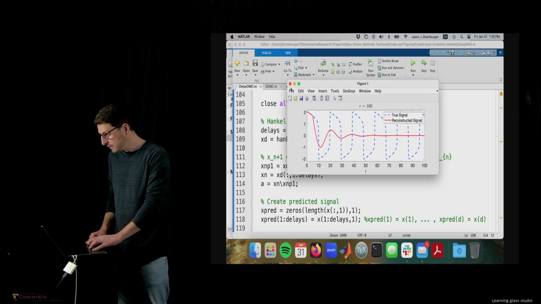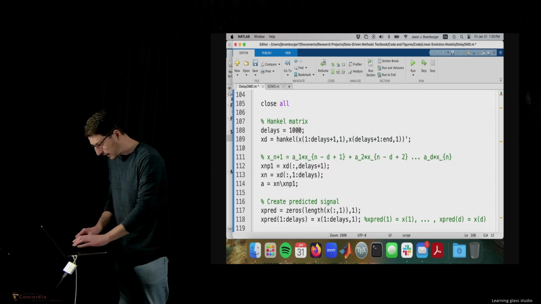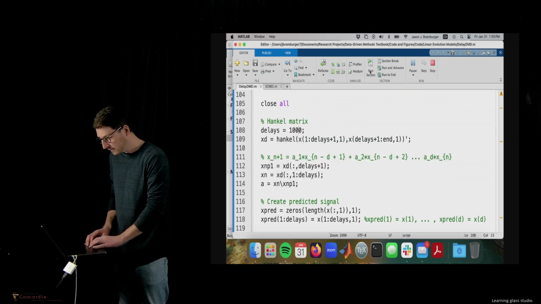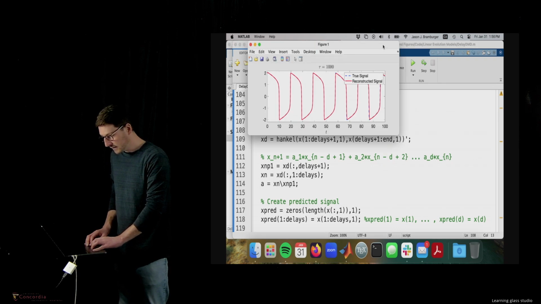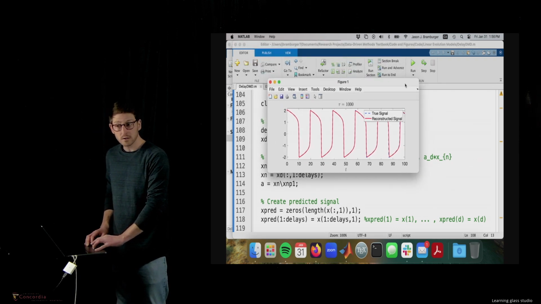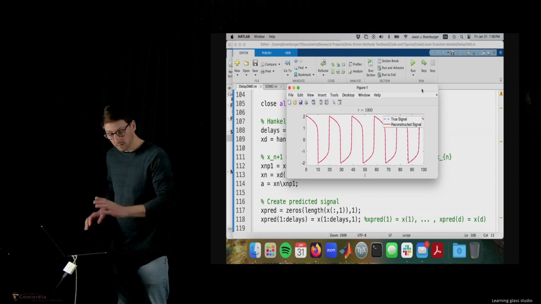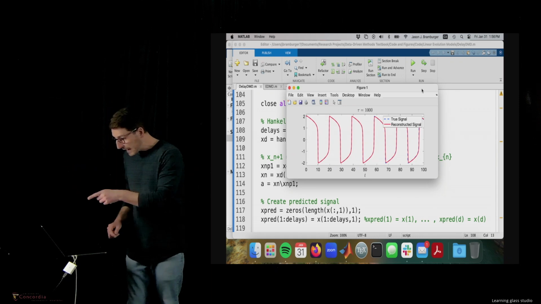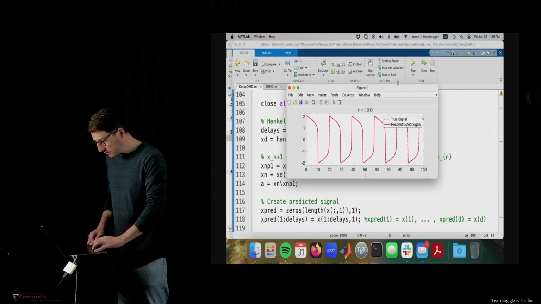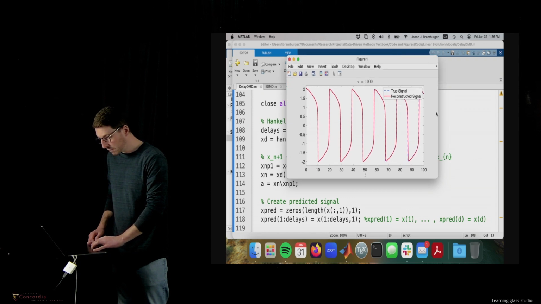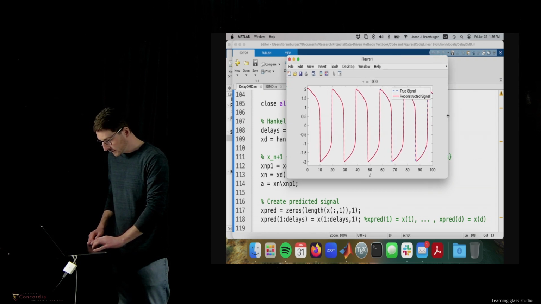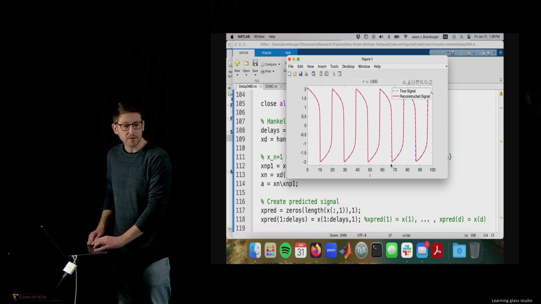Again, it's fast, it's cheap. I can just keep cranking up the delays. Let's go to 1,000. Look at it, it didn't take much time to run, and I'm just using a standard MacBook here, nothing fancy. But now take a look at this. Our DMD reconstruction is pretty darn good, right? You can see that it's following up until maybe around 70 here, where you can notice some blemishes starting to form.